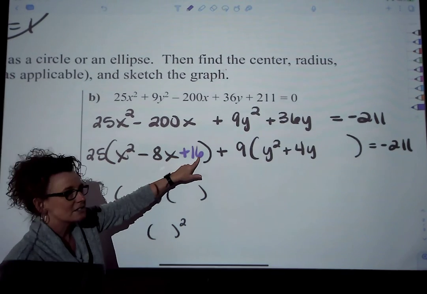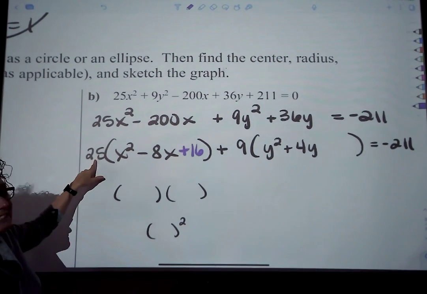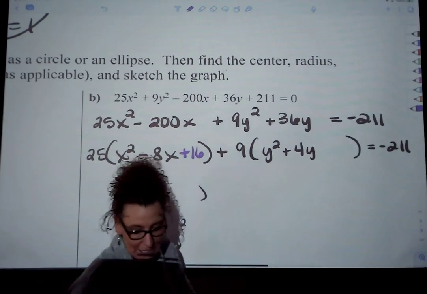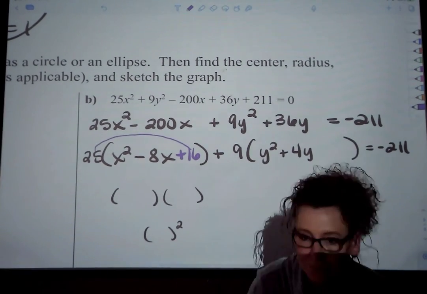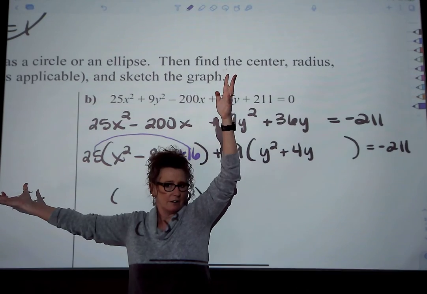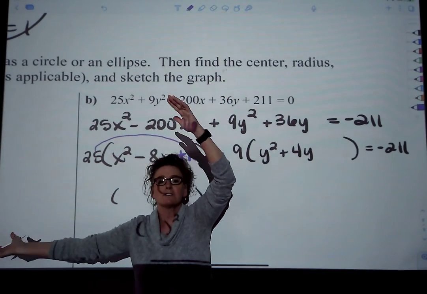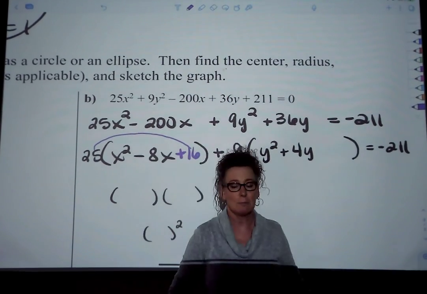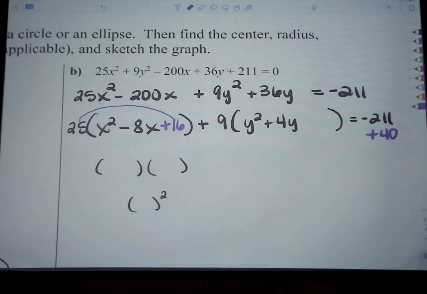What is each of these things in my parentheses being multiplied by? 25. Because the 25 is out there. Big picture, I just added 400 over there. 25 times 16 is 400. I just added 400 to the left side of my equation. Go to the right side, keep it legal, add 400. Plus 400.